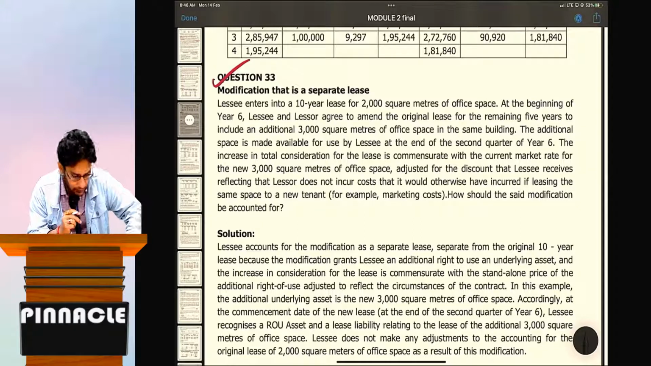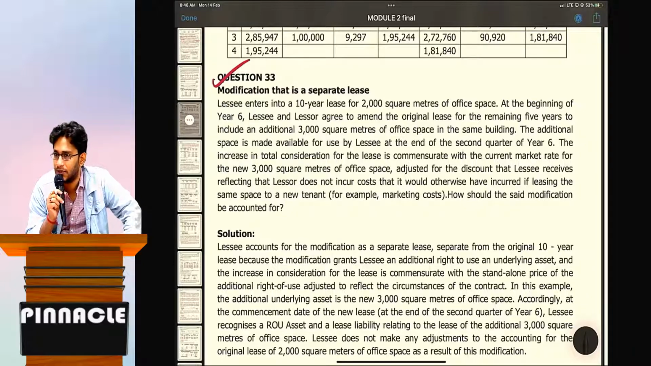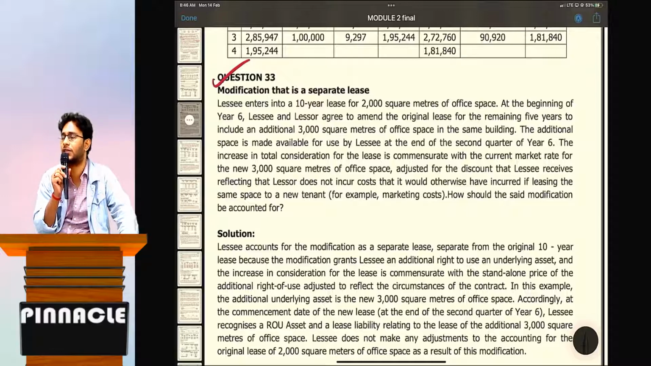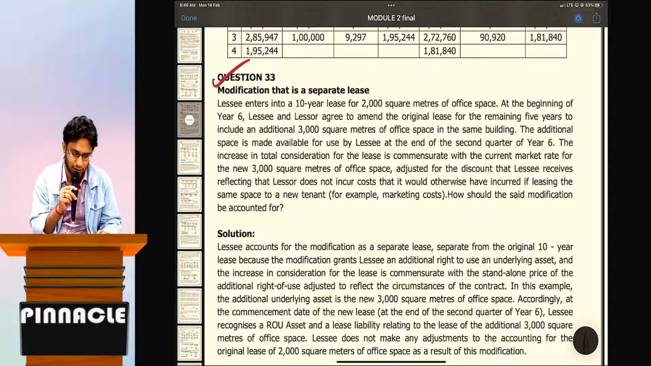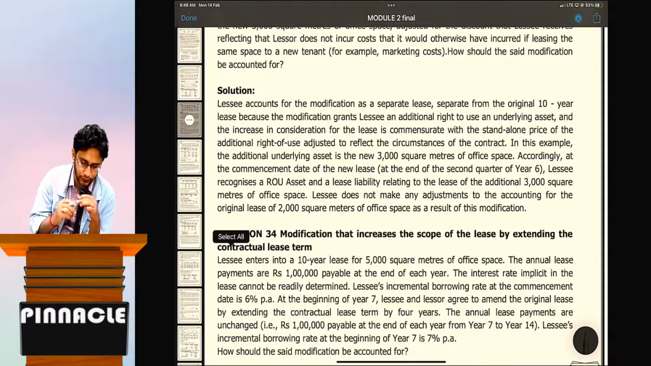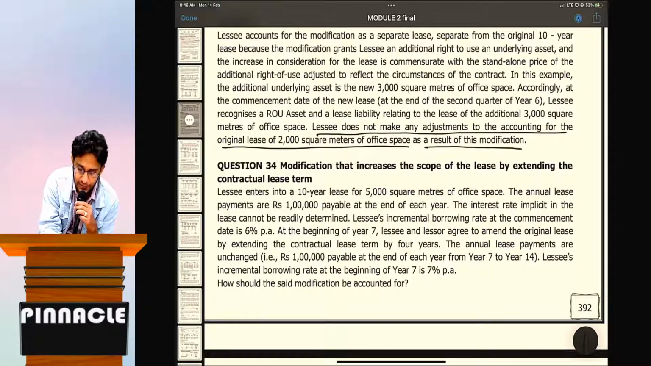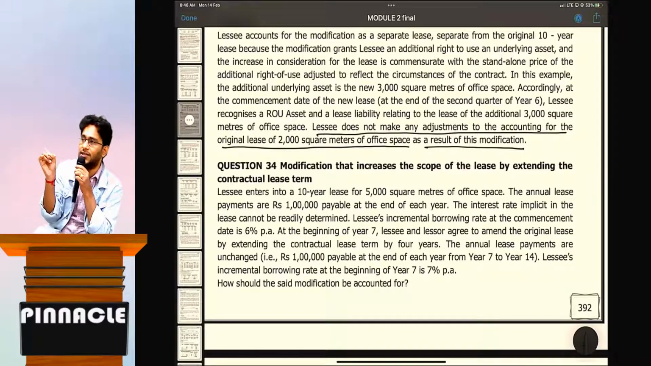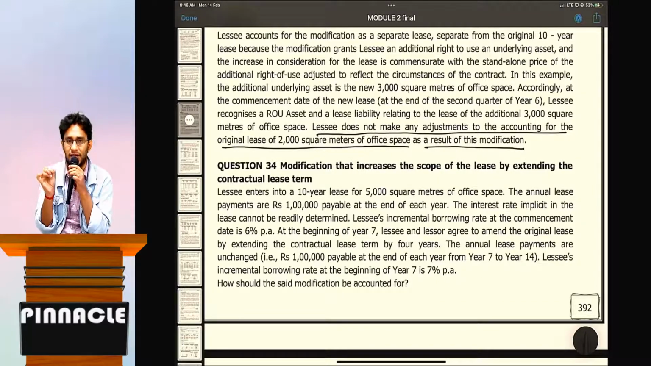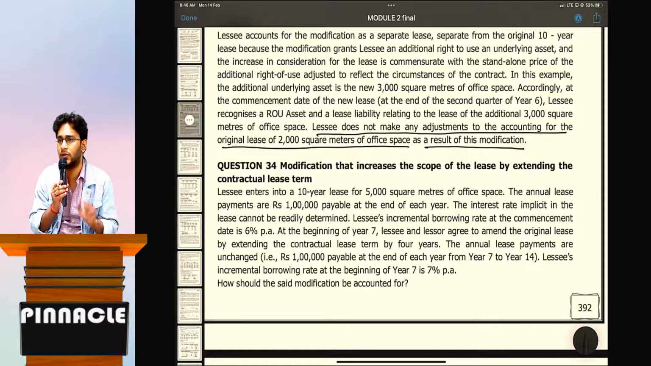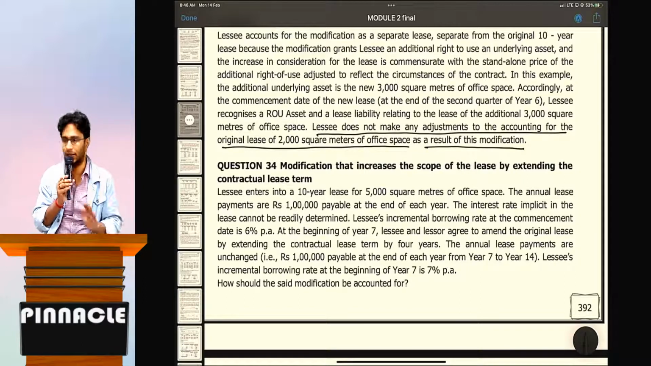How should the said modification be accounted for? It's clearly an increase in scope, that too at market lease rent. So you have to treat it as a separate lease altogether. Lessee does not make any adjustments to the accounting for the original lease of 2000 square meters of office space as a result of this modification. Don't touch the existing ROU asset and existing lease liability. Freshly record an ROU asset, freshly record a lease liability. That's it.